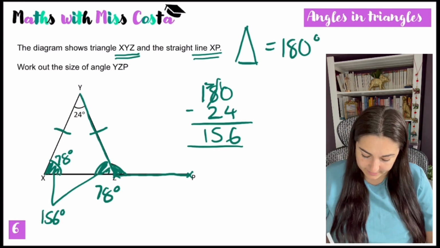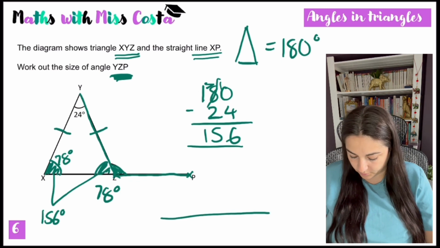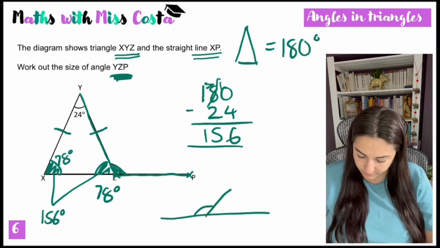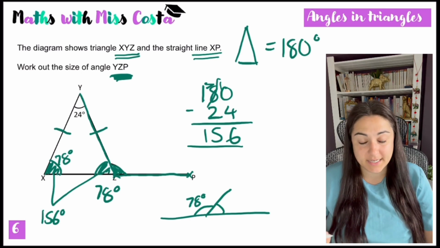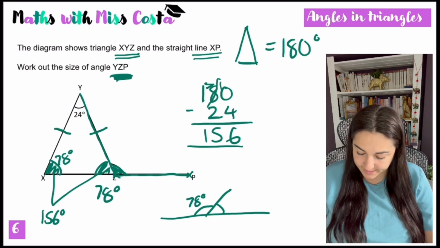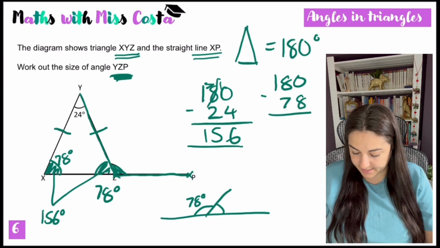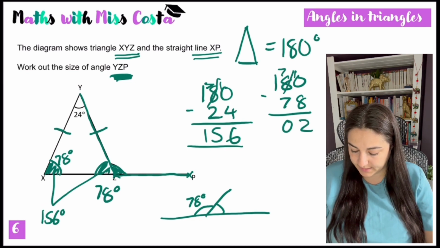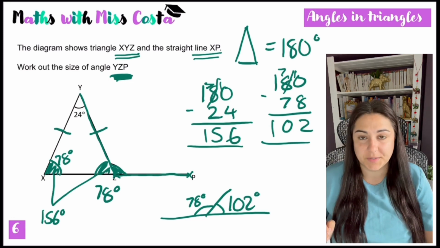However, I am being asked to work out the size of angle YZP. I've also been told that it's a straight line. So what do I know about angles on a straight line? I know that they sum to make 180 degrees. So I just do 180, take 78, and that would give me my angle here. So 0 take 8 I can't do. I borrow the 10, that's a 2, 0, 1. So this angle here would be 102 degrees.